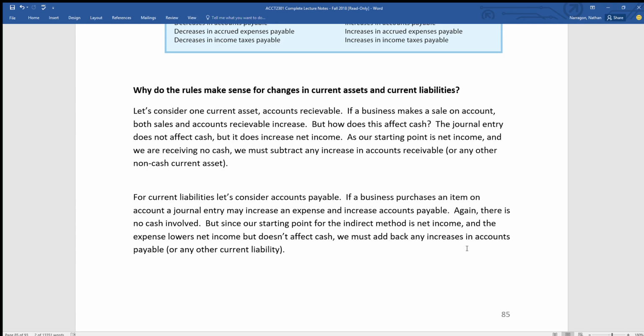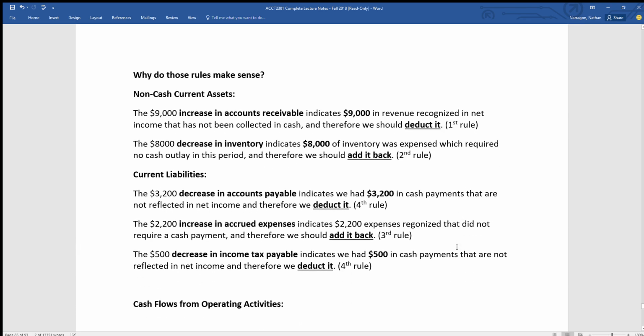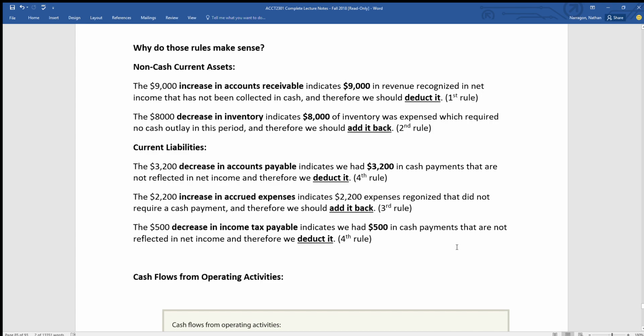Same thing with the payables. It doesn't affect cash. We must get rid of it. We're trying to find out how cash is being moved. So again, more on the operating side right here. The 9,000 increase in accounts receivable indicates 9,000 revenue recognized in net income that has not been collected. Therefore, it has to be deducted.